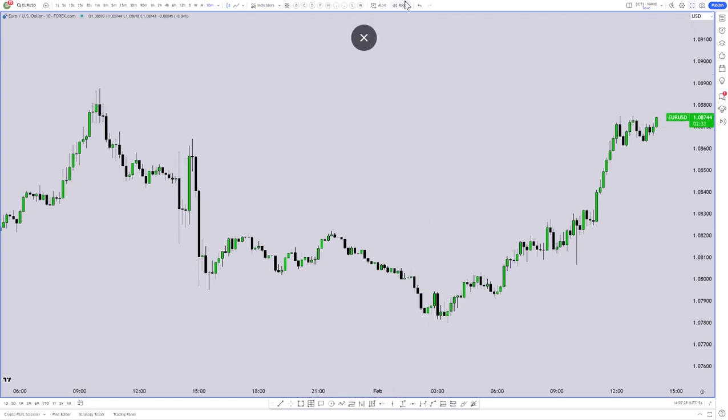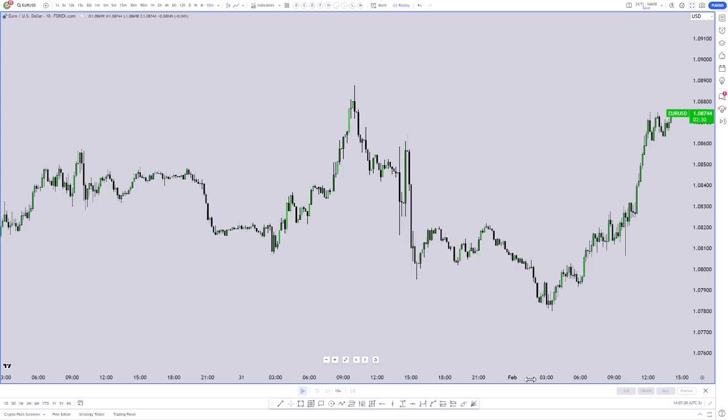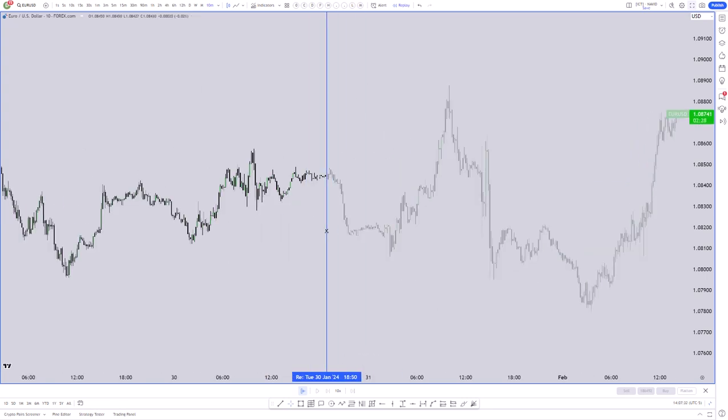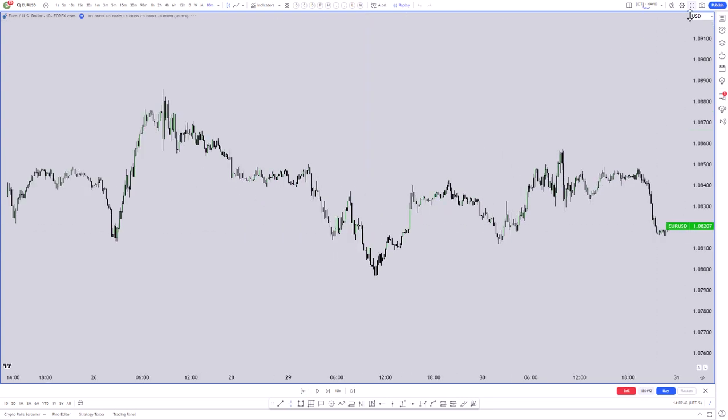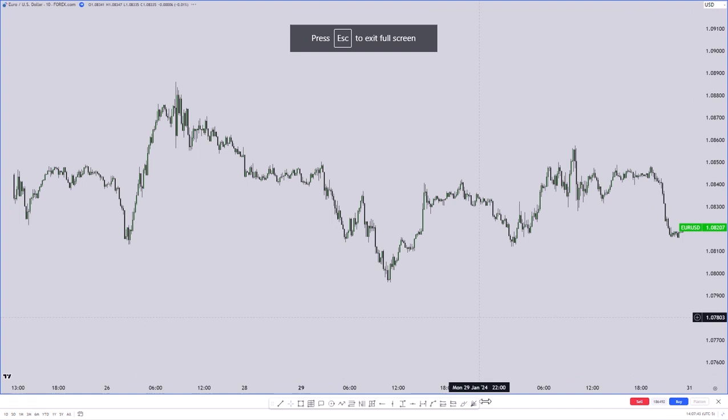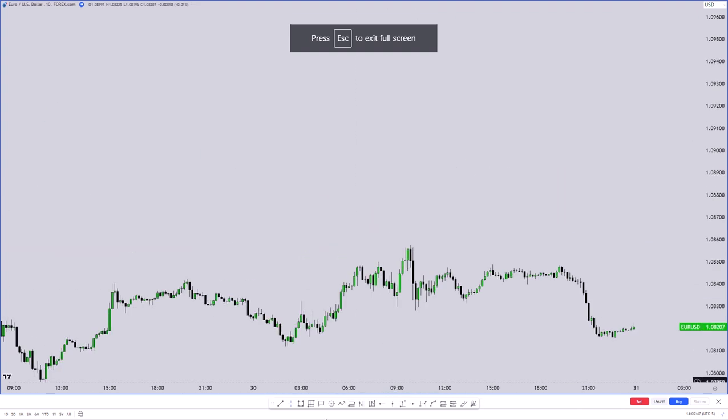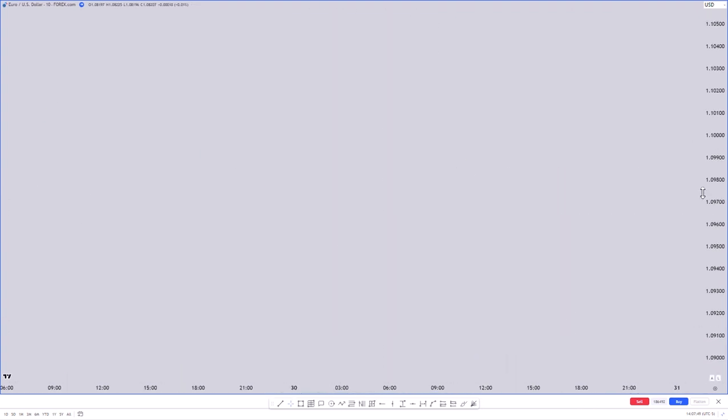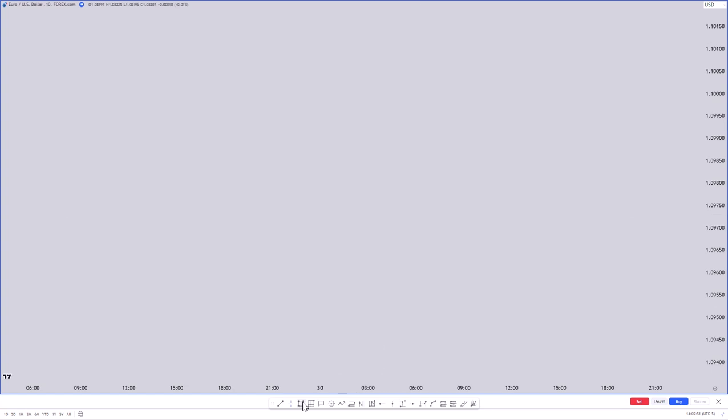I'm going to use bar replay, where we're going to be trying to project the last few days. Let's begin at midnight. Okay, now I can make this full screen and only refer to a blank sheet.